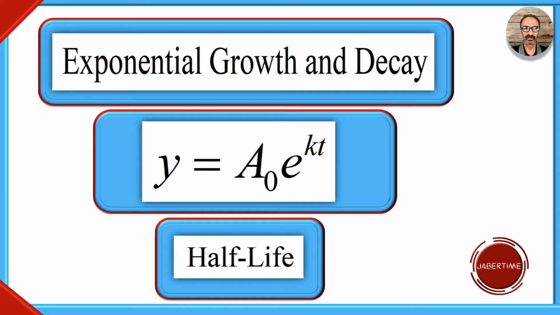I'm gonna go over exponential growth and decay. The main formula is y equals a sub 0 e to the power kt. Of course, a sub 0 has to be greater than 0. We're gonna talk about doubling time and half-life.